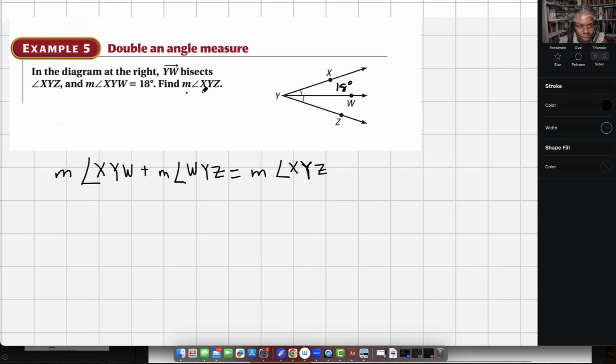We're supposed to be finding what this measure is, so we are interested in figuring out what that is. We've already been given that this smaller angle is 18 degrees right here. But additionally, these two angles have been created by a bisector, meaning they're congruent. So this has to be 18 degrees as well. When I add 18 plus 18, I get 36 degrees, and that's the measure of the larger angle. And that's it. That's all we got for today.